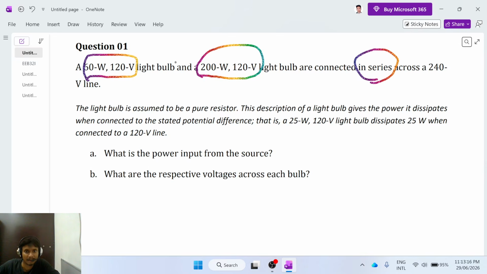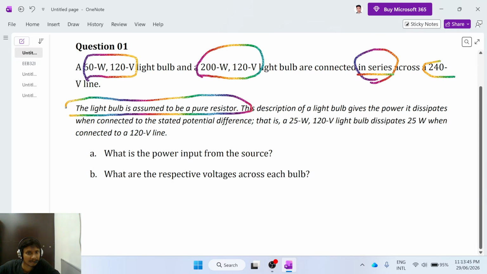There are two light bulbs connected in series across a 240 volt line. Is the 240 volt line an AC source or a DC source, AC voltage or DC voltage? Don't be confused about that. We don't need to consider it, because the light bulb is assumed to be a pure resistor.